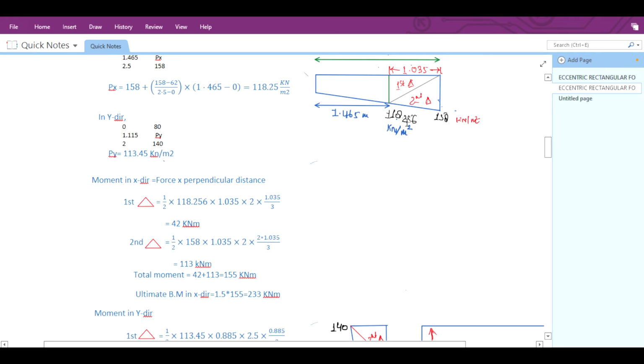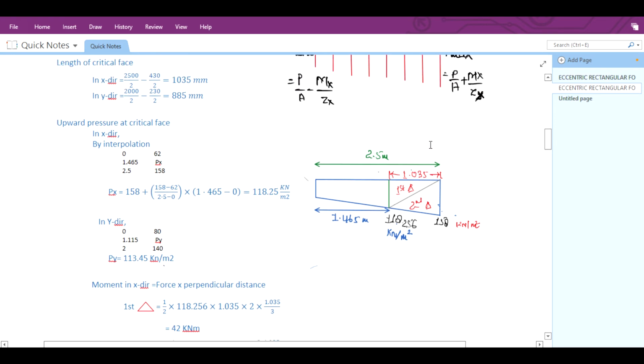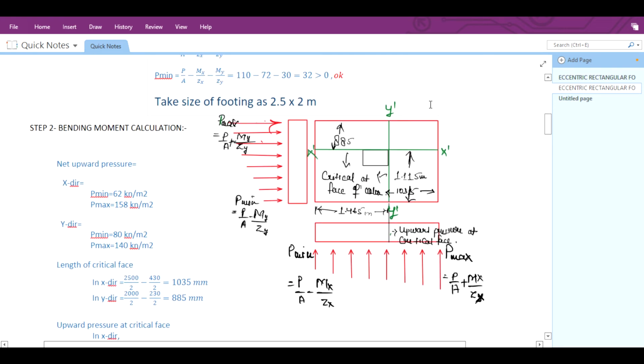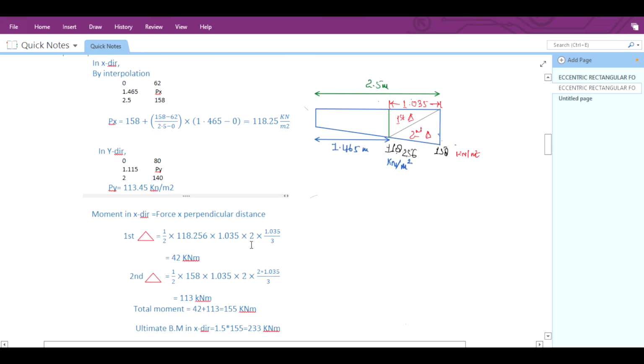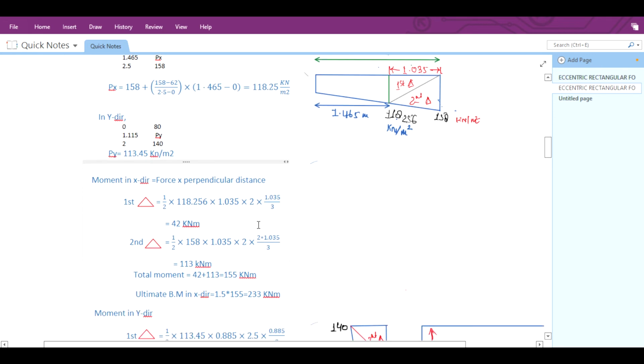Okay, and it will act at the CG of the triangle, so it will be at one third. So it will be at 1.035 divided by 3, and the width of the footing is 2 meter, so multiplied by 2. So it will come as 42 kilonewton meter.